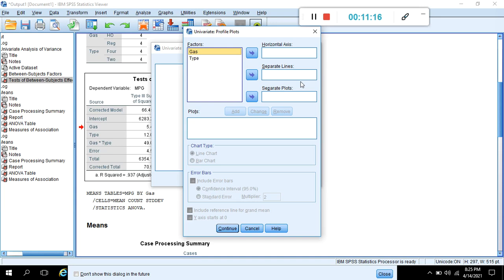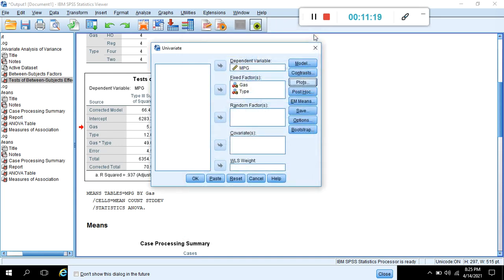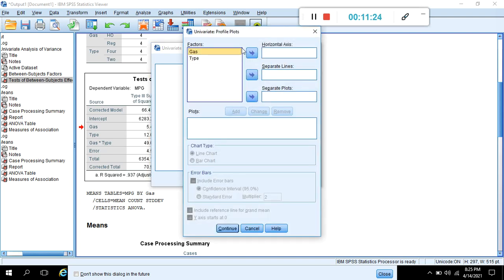Now this is a little complicated. It's under the General Linear Model and then the Plots button. The reason it's a little complicated is you can actually do this in two ways, and I find it very non-intuitive. So horizontal axis gas, and then separate lines type. You could, of course, do these in a slightly different way, and then we could do separate plots. But then it gets crazier, because to do the interaction plot, you've got to do this.